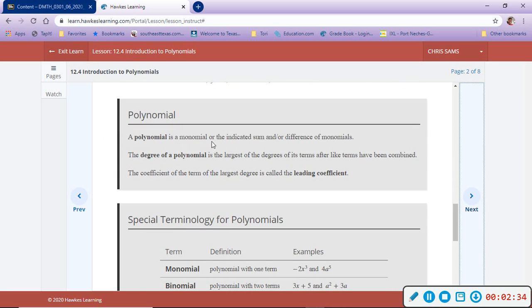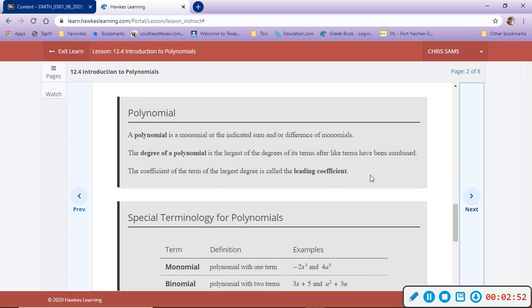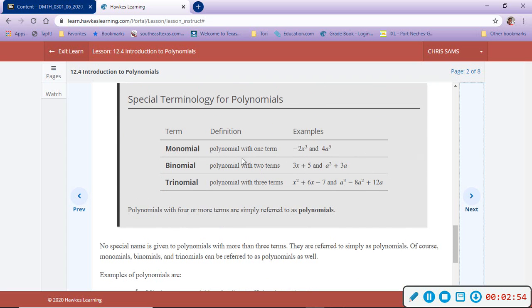So just some more definitions. A polynomial is a monomial or the sum or difference of monomials. So now we're talking about more than one term. The degree of the polynomial is going to be the largest degree of a term after like terms have been combined. So monomial, each of these individually are monomials.